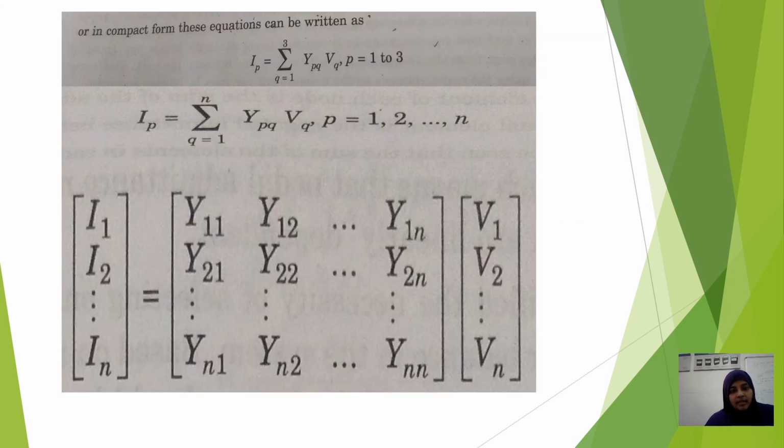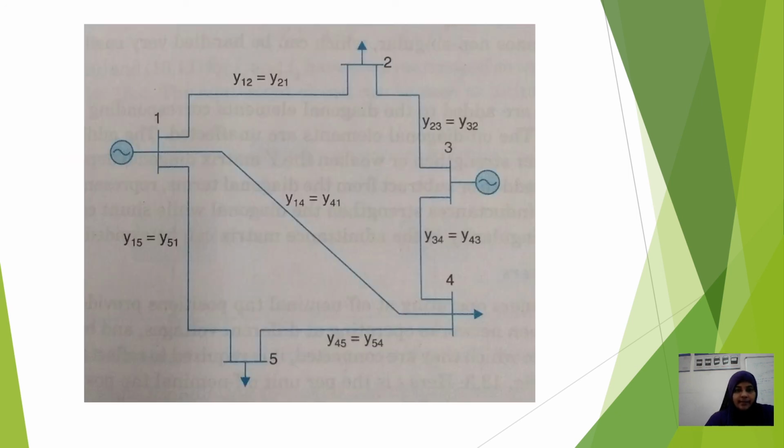For the n-bus system, the matrix form is: I1, I2 and so on till In on the left-hand side, and on the right-hand side Y into V. The Y matrix has first row Y11, Y12 and so on till Y1n, then second row Y21, Y22 and so on till Y2n, and so on. The last row will be Yn1, Yn2 and so on till Ynn, multiplied by V1, V2 and so on till Vn.